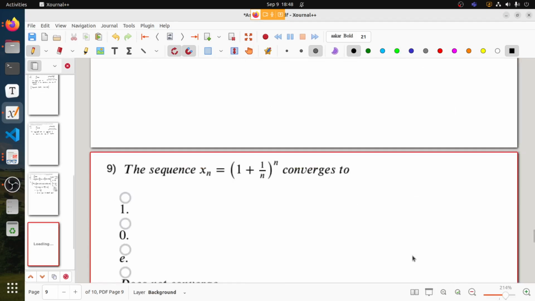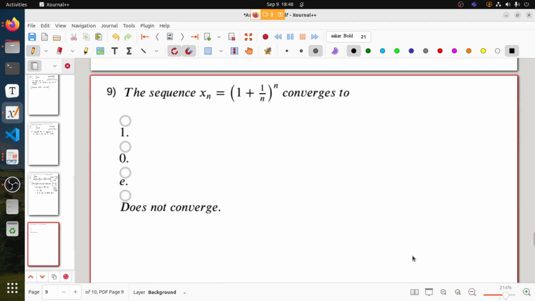Question number 9. It says that a sequence is given, xn equals 1 plus 1 by n whole to the power n. You have to find where this converges to, right? So you have to find the limit, as n tends to infinity of this.